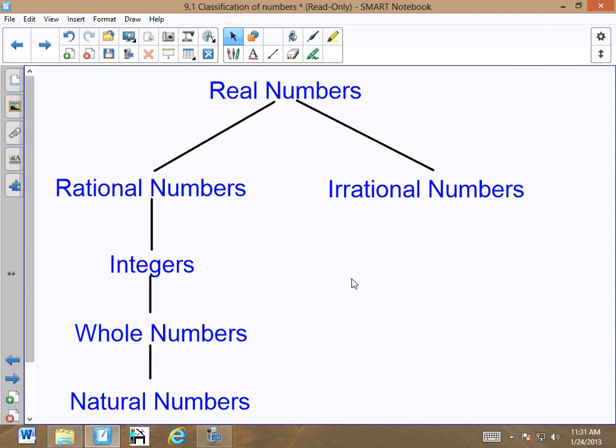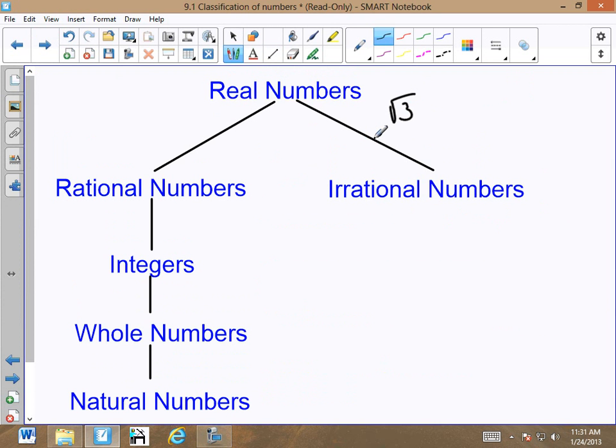Okay, let's see how this goes. You see this little thing right here? This is our magic classifying, let's call it a pyramid. It's the magic classification pyramid. Here's how it works. When you classify numbers, let's say the square root of 3.